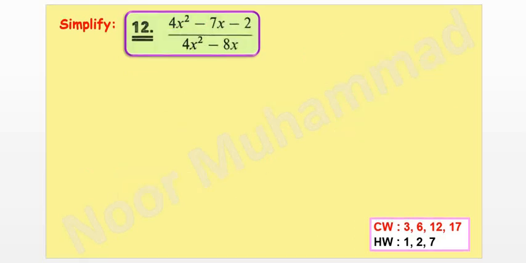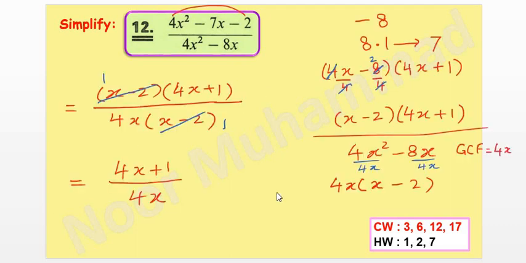Here's question number 12. So it's the same idea. Factorize the numerator using the AC method and then see how you can factorize the denominator. So factorize both of them, then cancel out the similar factors and get the answer. So better pause the video here and solve it. So here is the answer for question number 12.